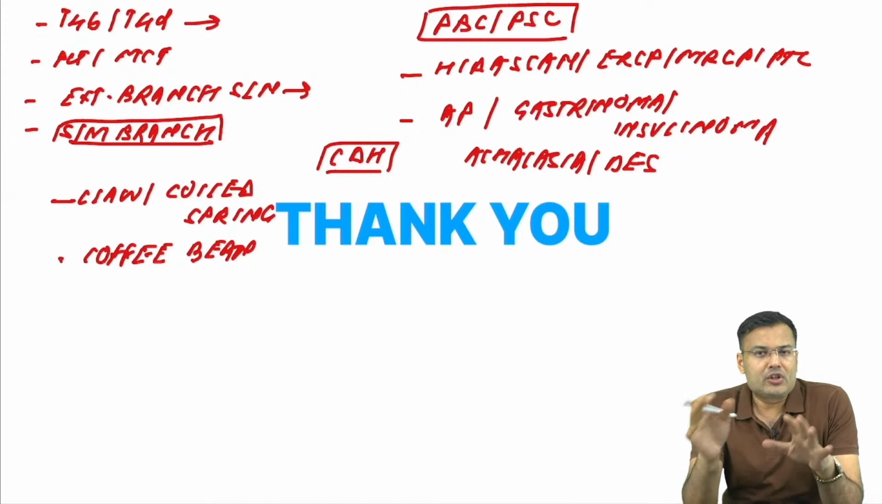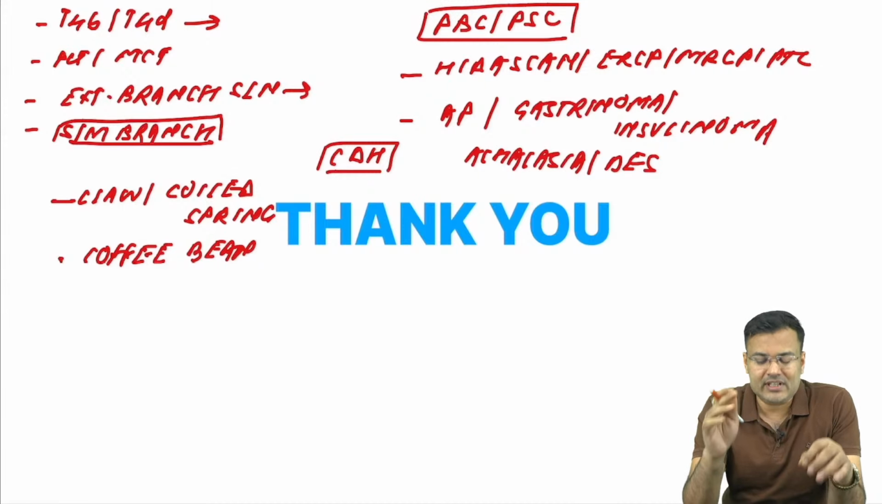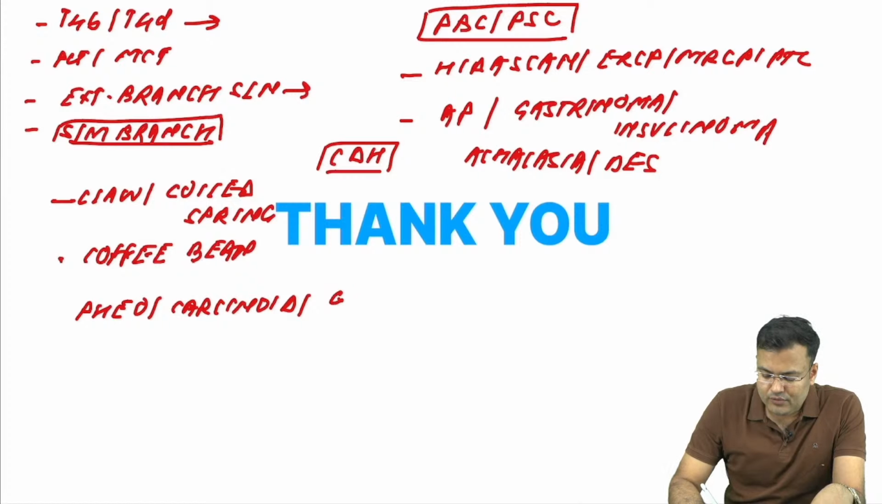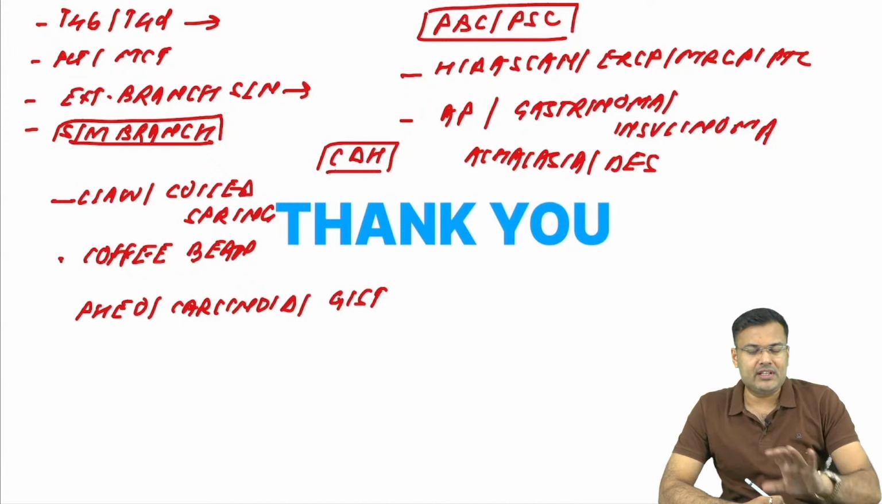डिस्टल. स्मॉल इंटेस्टीन से मेकल्स डाइवर्टिकुलम का क्वेश्चन आ सकता है. 3 ट्यूमर में आपको बता देता हूँ. 3 ट्यूमर्स वी आर एक्सपेक्टिंग. फियोक्रोमोसाइटोमा, कार्सिनोइड ट्यूमर, जिस्ट. So pheochromocytoma, carcinoid tumor, just these questions are asked.